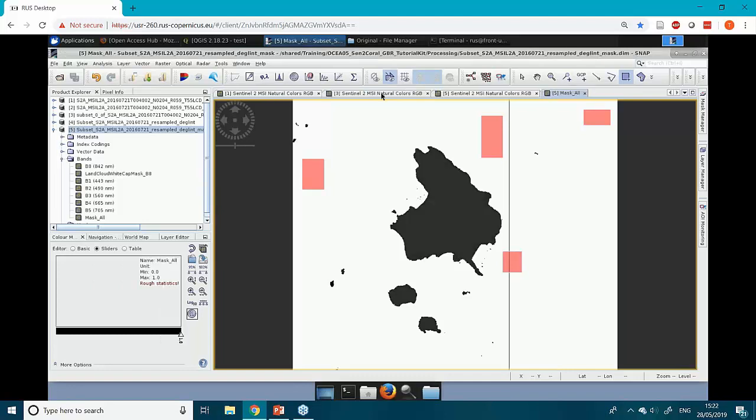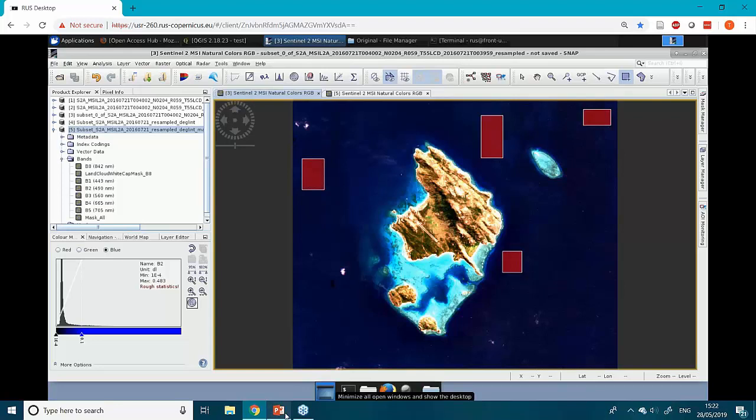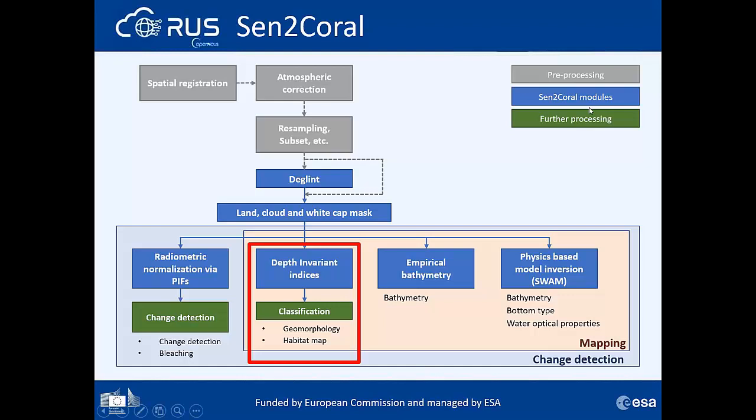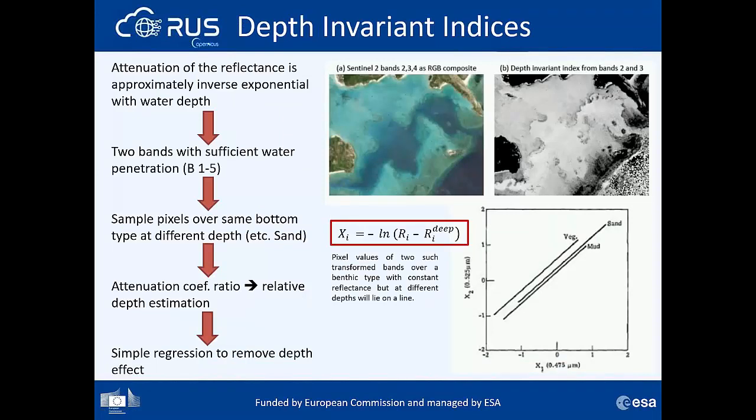And now we can actually move to the application part of Sen2Coral. So if I go back to my presentation, the next step that we will be looking at is the depth invariant indices. Just to explain how they are calculated, the purpose is to remove the effect of depth on the reflectance of the feature. So we can use this depth invariant index in classification, because in theory all the same bottom types will have the same value in the depth invariant index raster, because it's not a reflectance anymore, no matter what depth they're in.